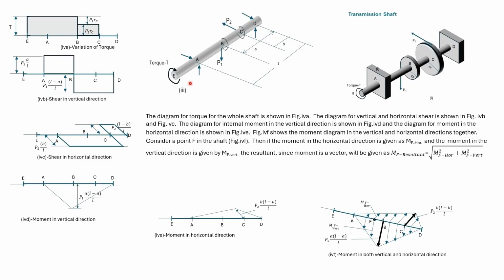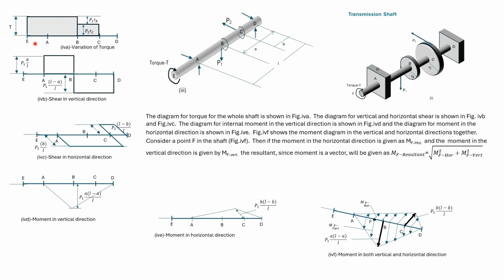Here we have figure 3 again with all the vertical forces and the horizontal forces along with the torque acting on the shaft. We'll draw a diagram of the variation of torque from E to D. We'll also draw shear force diagrams for the vertical direction and for the horizontal direction. Then we'll draw bending moment diagrams for the horizontal direction and the vertical direction.